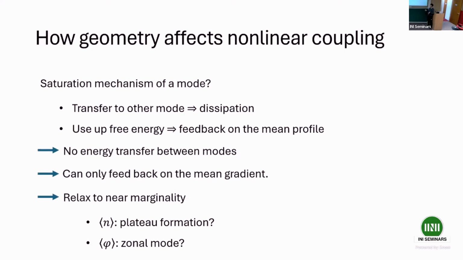Since the mode coupling between wave packets or quasimodes is 0 according to our calculation, there is no energy transfer between the quasimodes, so they can only feed back on the mean gradient. So for example, in the end, the quasimode will relax to near marginality, and perhaps we will see plateau formation in the density profile. If we look at the mean electrostatic potential evolution, we may find the zonal mode.